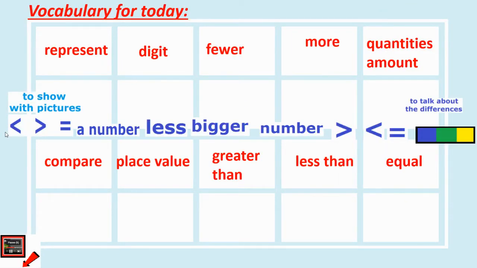Our vocabulary for today are going to be represent, digit, fewer, more, quantities and amounts, compare, place value, greater than, less than, and equal. Pause this video to match the red vocabulary words to the blue definition pictures. Unpause it when you're ready to go ahead and see if you got the answers correct.